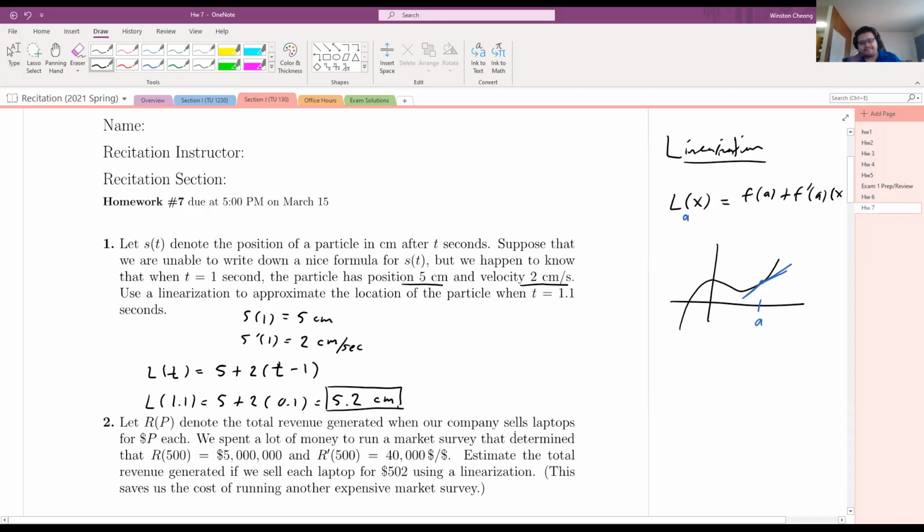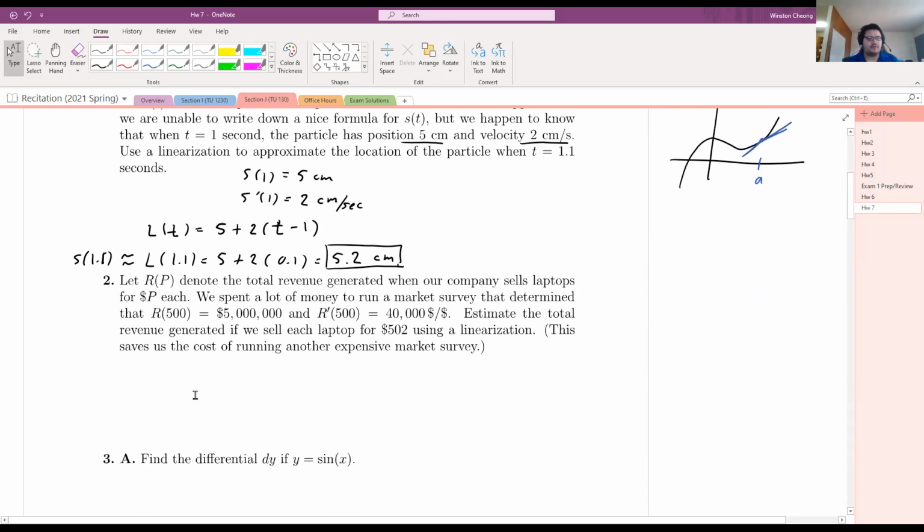It might make sense to also say a little bit about why this is doing the right thing. The problem is wanting us to approximate the location of the particle, the location being given by this s. The key thing that makes linearization work is that this s of 1.1 is approximately given by the linearization function that we computed, plugging in 1.1. So it's this approximation thing. Sometimes it might make sense to write that down, so I'm going to write that down. That's why this is giving us an answer.